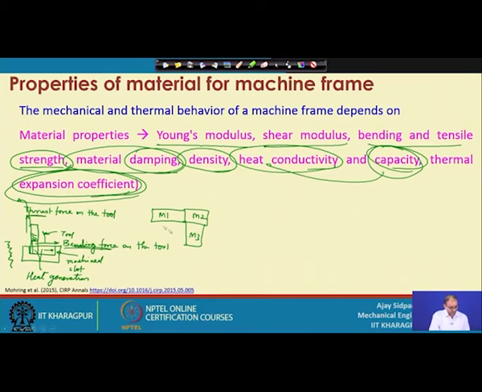So, when there is a temperature difference because of the process or because of the environment, what will happen? Each material will expand by a different magnitude, and that is the reason your structure will also get skewed or deformed even before you do machining, because of the presence of variable temperature in the climate.